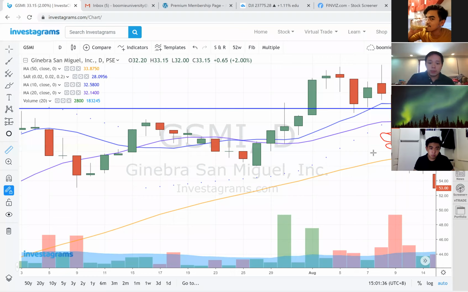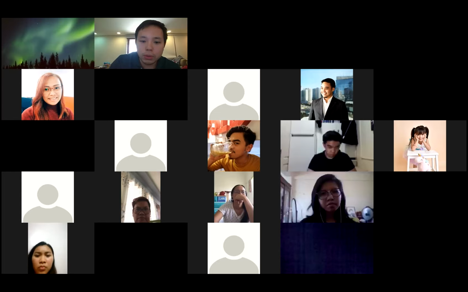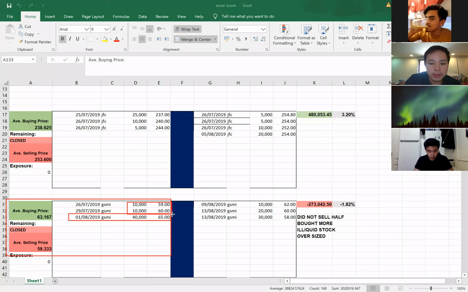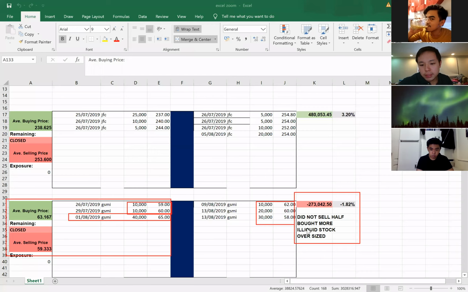And I bought more shares than dapat ko bilhin. So that's one mistake na nangyari doon. Okay? And then one mistake again is adding up at 65 more than what my original holding was. And then cutting it too late, that forced me to have a negative 200, more than 1% down. And my mental note, I did not sell half when I took the profit.